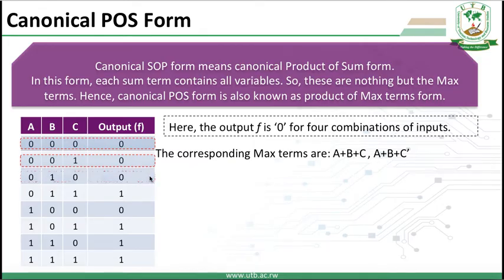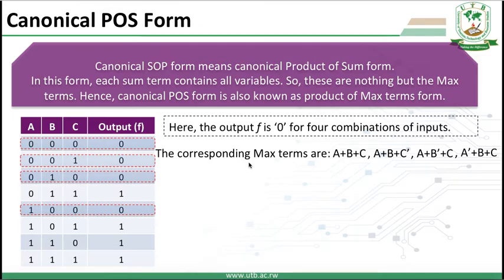Let us see the next one. The next one is 0 1 0. So we are writing the POS max term for this one. A is 0, so A. B is 1, so complement. And C is 0, so C. So A plus B complement plus C. The last one is 1 0 0. So the max term of this one is A complement, because A is 1, and B is 0 and C is 0, that's why plus B plus C.